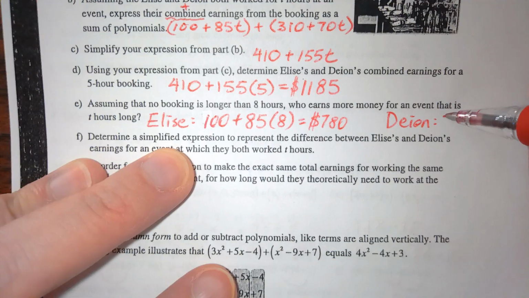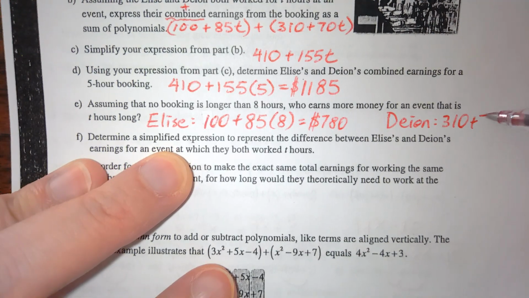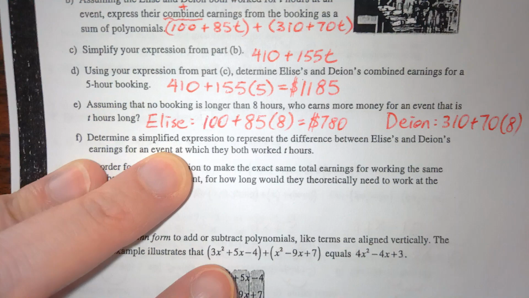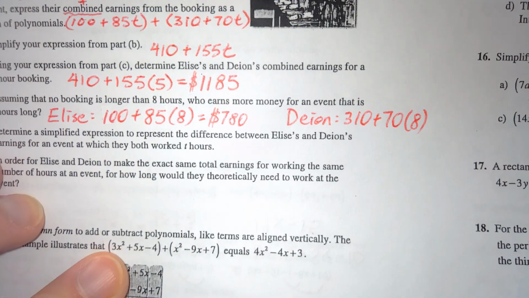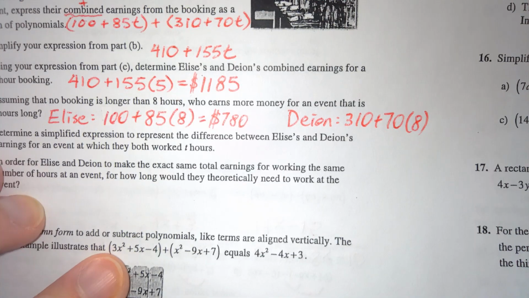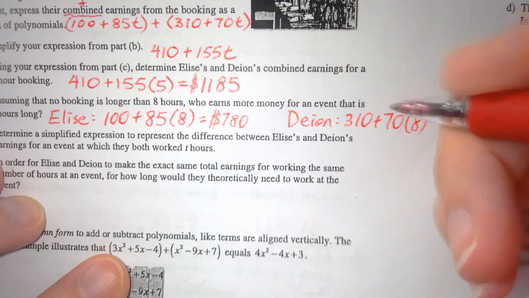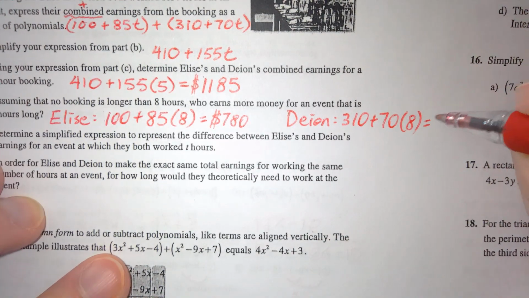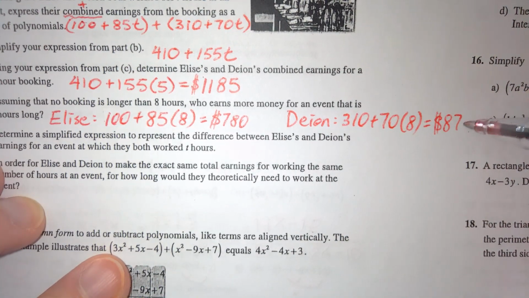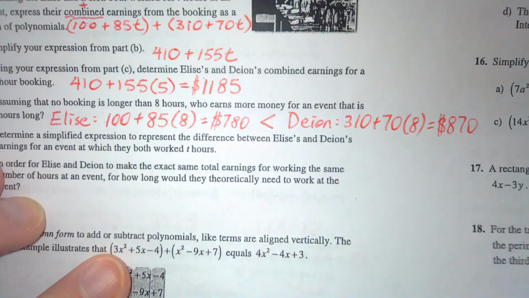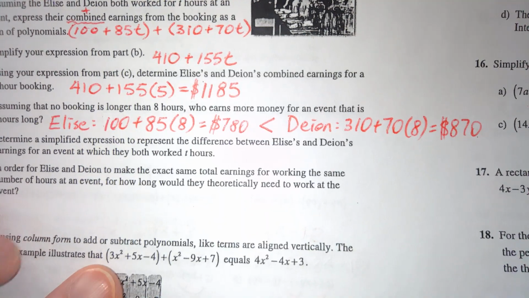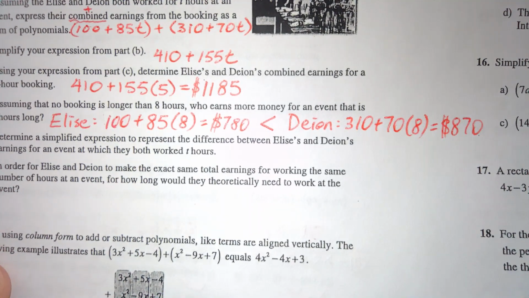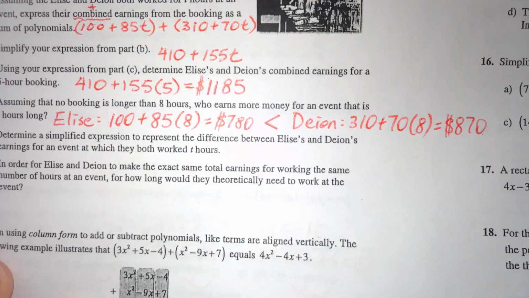For Dion, it was 310 plus 70 times 8 hours. So 70 times 8, plus 310, is $870. So that means Dion is paid more for 8 hours of work.